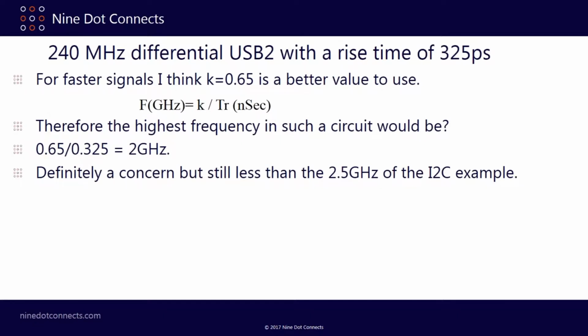240 megahertz differential USB 2 with a rise time of 325 picoseconds. Now, automatically, you might want to say, wow, that's pretty high frequency. That's true. But if you look at the fifth harmonic, again, you're not looking at nearly as high as 2.5 gigahertz. And because it's a higher frequency signal, just to be safe, I picked 0.65. If we did that, that actually pushes that higher frequency of concern higher than it would with the 0.5. But still, it's only 2 gigahertz.